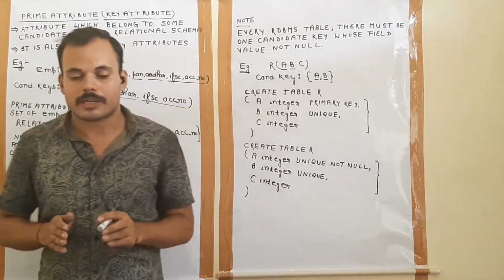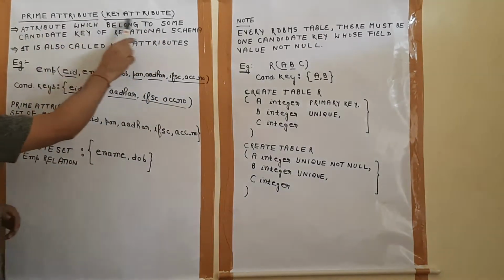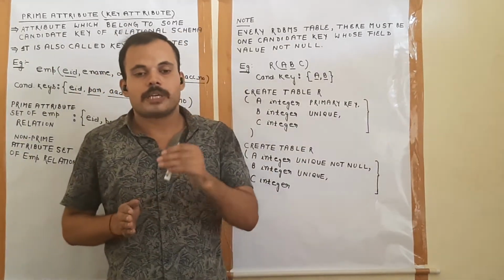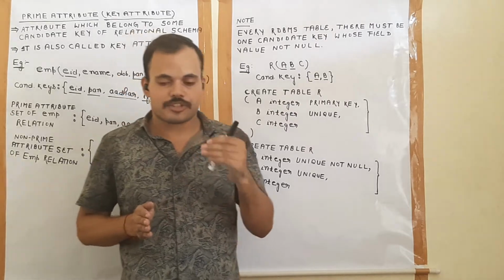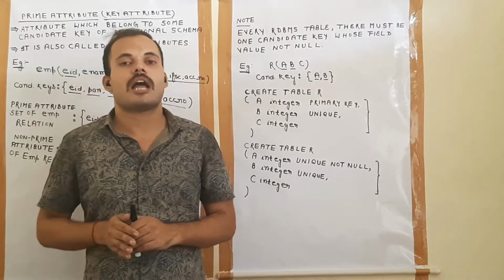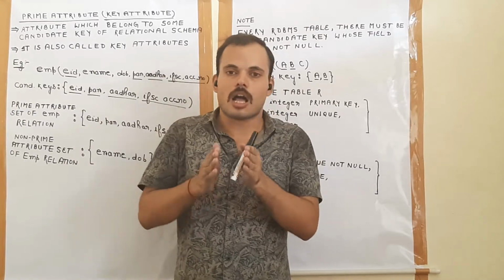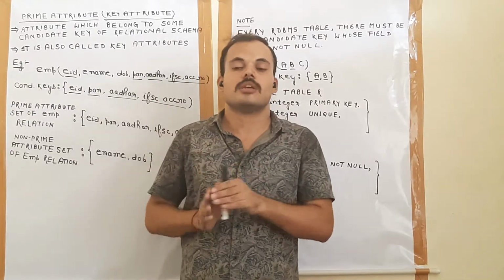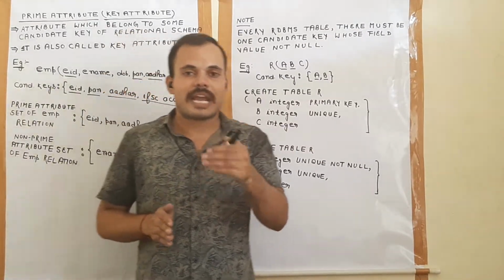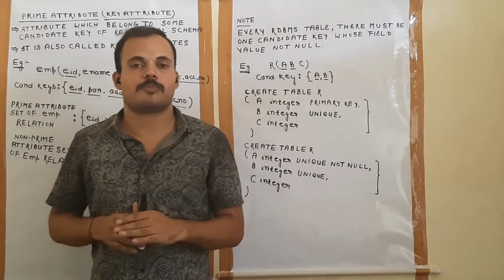Understood? And what is the prime attribute or key attribute? The attributes which belong to the candidate key are known as prime attributes. Prime attributes are also known as key attributes. The attributes which belong to the candidate keys are known as prime attribute or key attribute.